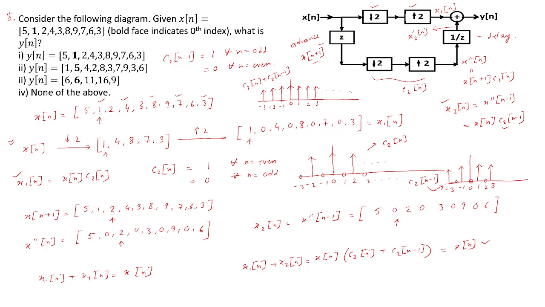So instead of doing this tedious calculation of shifting, delay and advance operation, writing down the comb, you can solve it in an efficient way as shown here, and you will see your result is the input sequence only. So yn is nothing but xn. Check which of the options matches, and it's the first one.